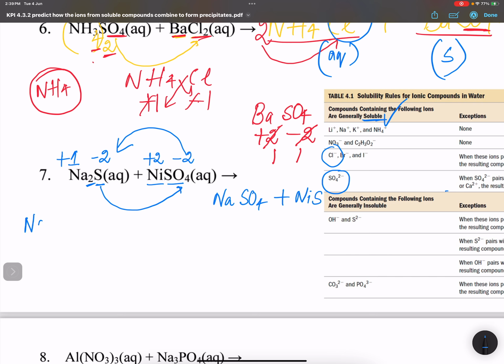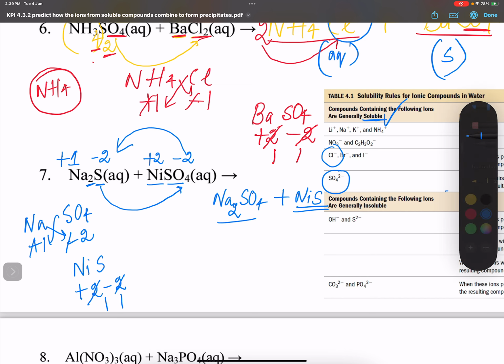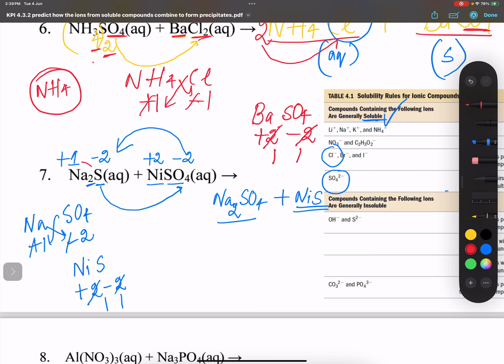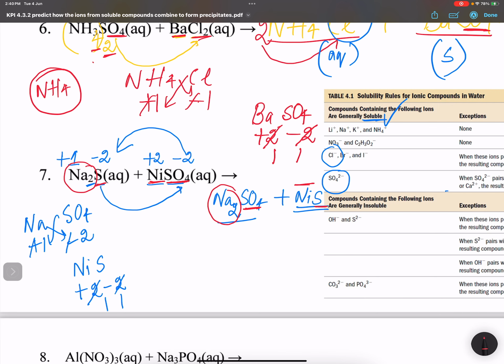Construct the right formulas. Na has a charge of +1. Sulfate has a charge of -2. Cross out the signs. So Na2SO4. Nickel sulfide. Nickel has a charge of +2, sulfide has a charge of -2. Simplify, so 1:1. Now balance the equation. So 2 Na, 1 sulfate, 1 sulfate, 1 nickel, 1 nickel, 1 sulfide, 1 sulfide. Now assign them the physical states.